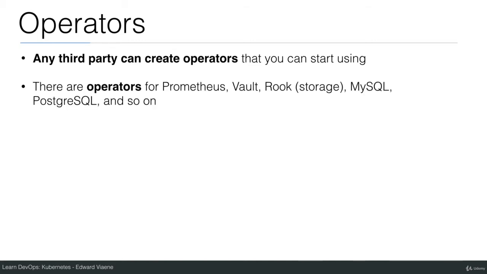There are operators for Prometheus, for Vault, for Rook, which is providing storage, for MySQL, for PostgreSQL, and so on. On a side note, if you're interested, for example, in Rook, which can provide you storage, I have another course on Kubernetes, which is called On-Premise or Cloud Agnostic Kubernetes. It's also available on the Udemy marketplace. And this has a couple of lectures on Rook, which is also using an operator.